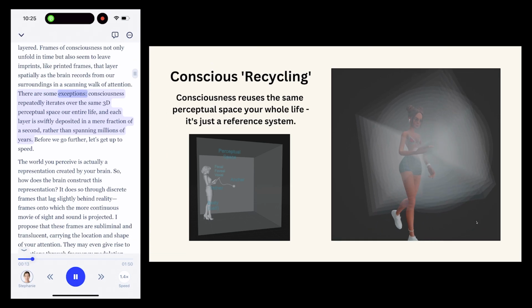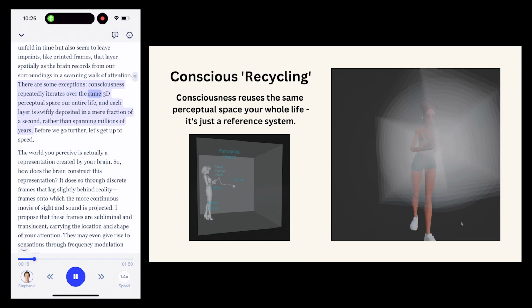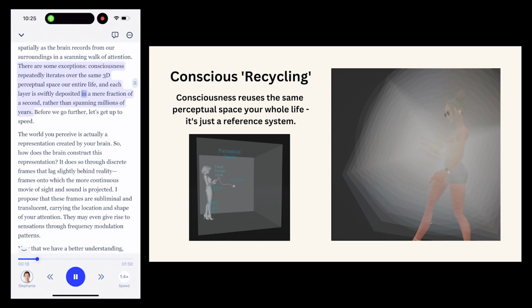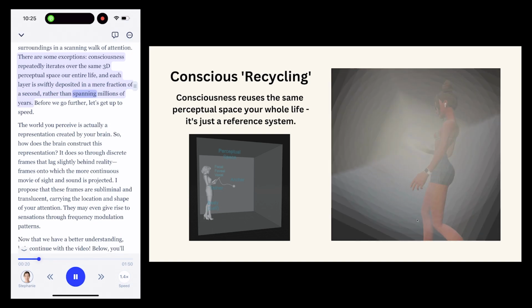There are some exceptions. Consciousness repeatedly iterates over the same 3D perceptual space our entire life, and each layer is swiftly deposited in a mere fraction of a second, rather than spanning millions of years.